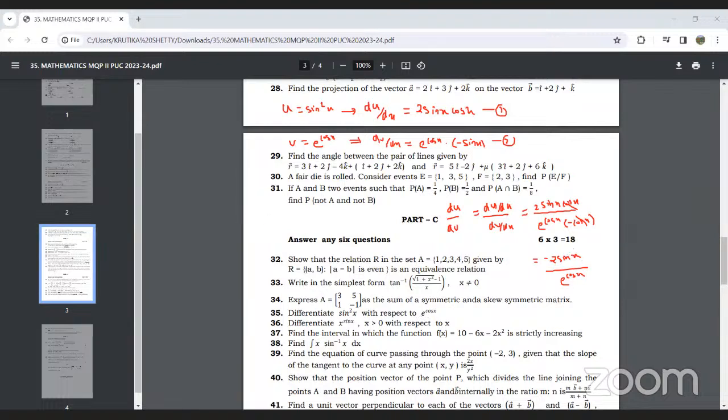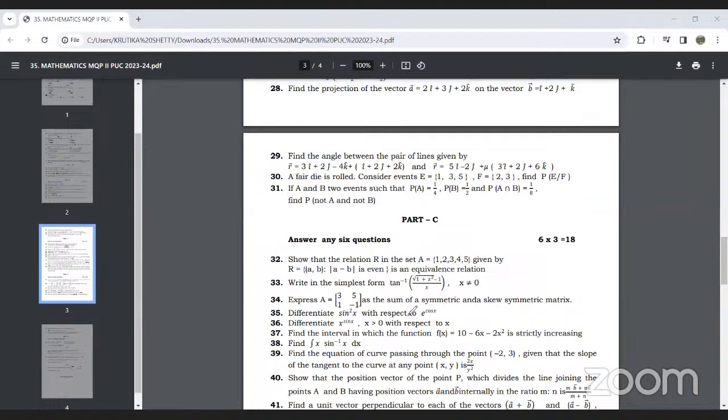Next, a very simple question is given. The next question, a very simple question: x raised to sin x, differentiating with respect to x. This is from logarithmic differentiation, logarithmic functions. So y is equal to x raised to sin x. First step, we need to apply log on both sides. So we get log y is equal to log of x raised to sin x. And then by applying logarithmic laws, we get log y is equal to sin x into log x.